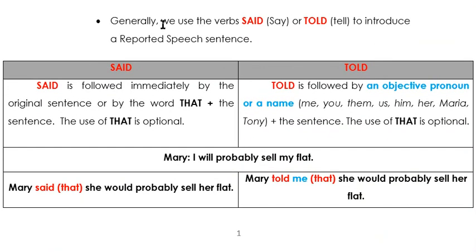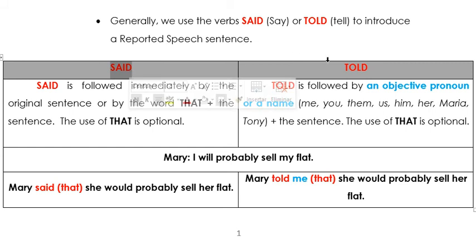Generally, we use the verbs said, infinitive is say, or told, infinitive tell, to introduce a report speech sentence. ¿Sí? Para empezar a armar una oración en report speech, generalmente siempre vamos a utilizar los verbos said or told in the past simple to introduce a report speech sentence. Now, pay attention.